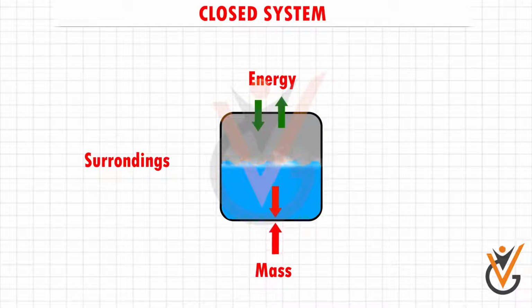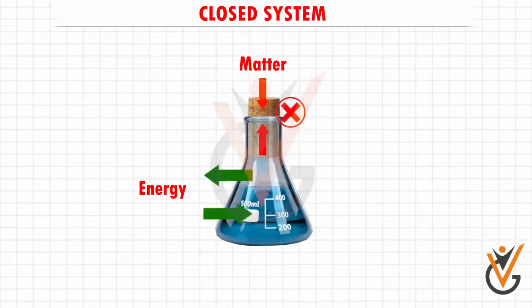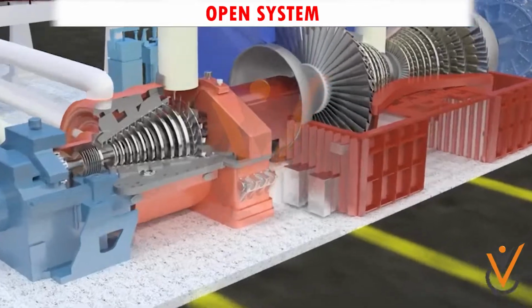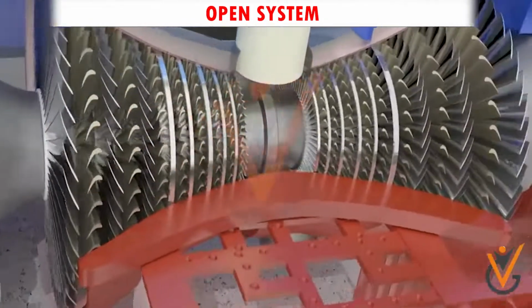Closed system. Across the boundary of the closed system, the transfer of energy takes place but the transfer of mass doesn't take place. For example, a beaker of evaporating water with a closed lid on it allows the transfer of energy to the surroundings but does not allow matter. Open system. In an open system, the mass and energy both may be transferred between the system and surroundings. A steam turbine is an example of an open system.